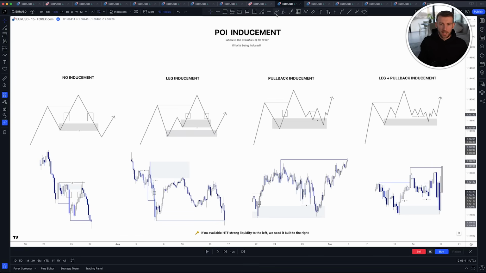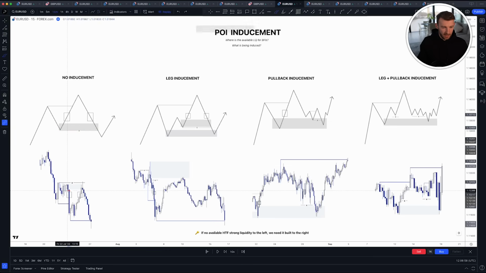The concept of inducement will show us where the available liquidity is for them to use if they're going to enter again, okay? So if there is no available liquidity to the left, there's no structural low to the left, and if there's no structural lows built to the right, there's no available liquidity. Where is the available liquidity? It's going to be behind the zone itself, okay? And that's very often when you will see zones fail, okay?